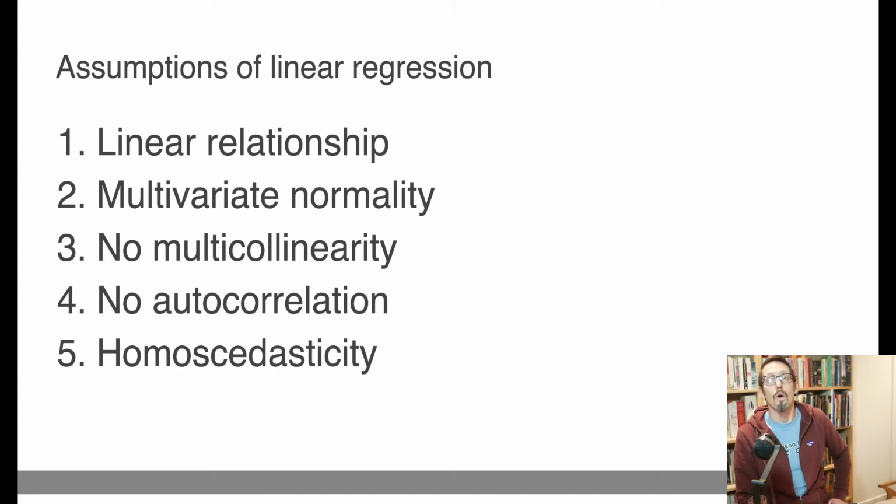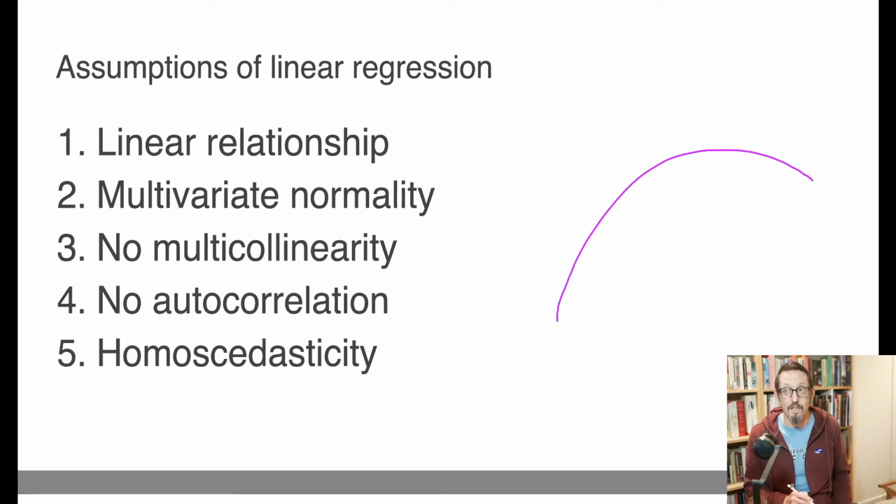So we need to make certain kinds of assumptions about our data to be able to fit a linear regression to it. We need to assume that the data is linear, that there is a linear relationship there. If we think it's a nonlinear relationship, then we shouldn't be fitting a line.